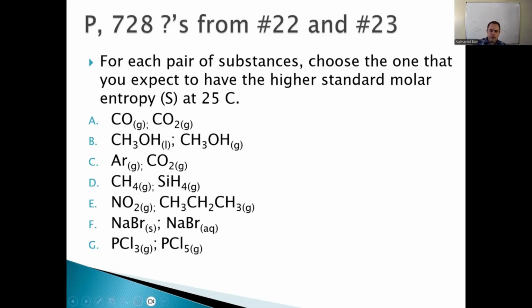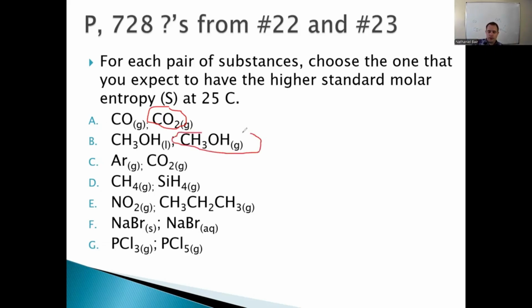Hopefully, in this first one, you picked carbon dioxide. Why? It's more complex. This is 2 atoms, that's 3 atoms. 3 atoms have way more things they can do. The two ends can move together, they can move apart, they can do all kinds of stuff. That's way more complex than just 2 atoms.